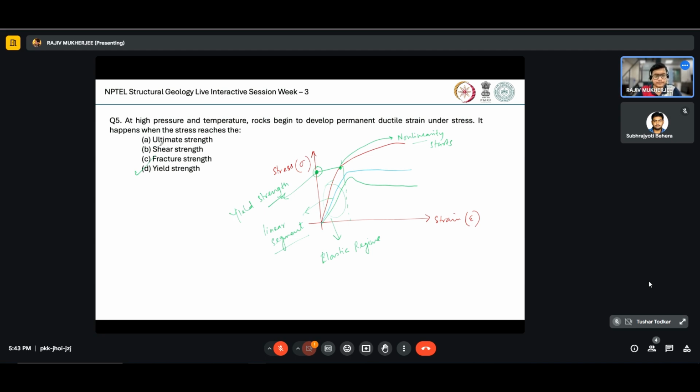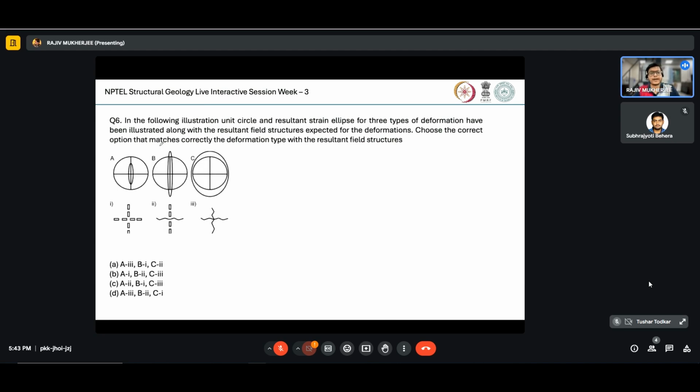Okay, question number 6 tells us that in the following illustration, the unit circle and resultant strain ellipse for three types of deformation have been illustrated along with the resultant field structures expected for the deformations. Choose the correct option that matches correctly the deformation type with the resultant field structures.